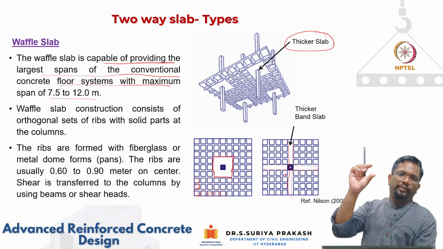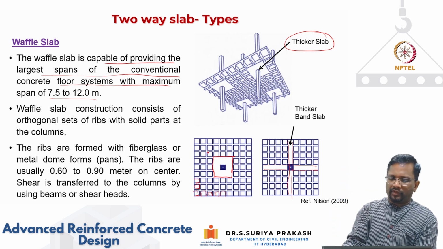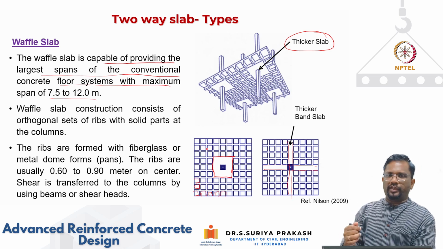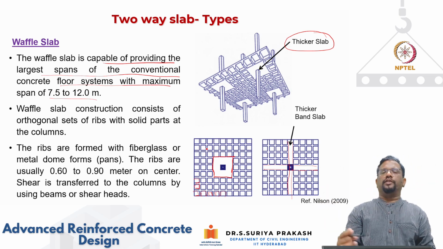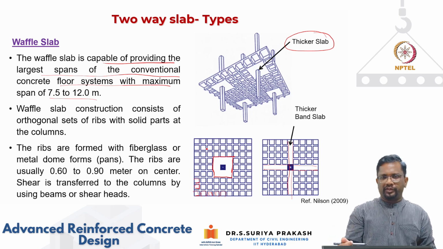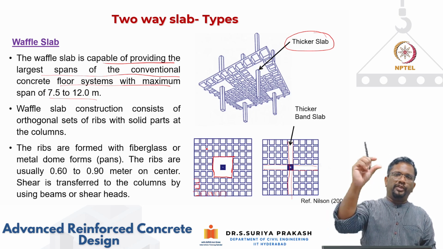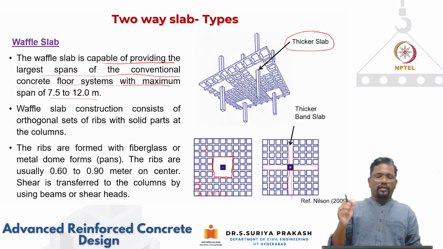The thickness you will keep the same as that of the small ribs that are running in the two directions, but the width I can increase. Again, that is going to help in reducing the punching. So basically, you have created a shallow beam that is running along the column lines.